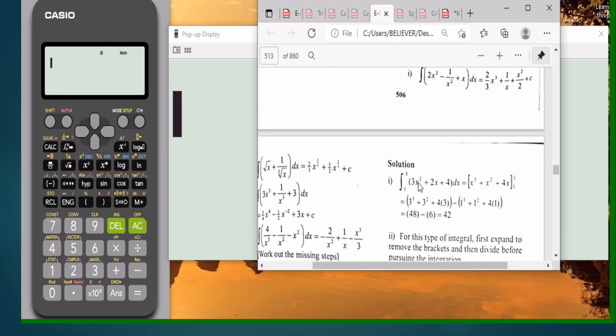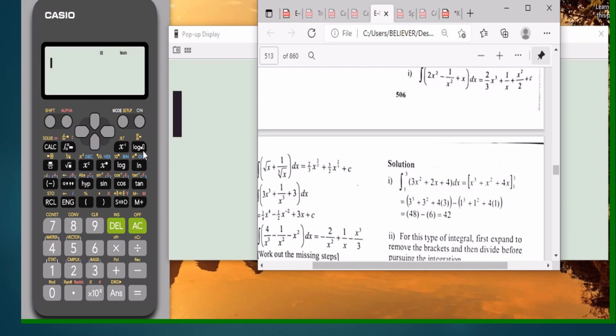So we are going to put in the 3 into the function we got, which is 3 cubed plus 2x squared plus 4x. Here the 3, then this is how it's going to be, minus the lower limit. So the answer we are going to have is 42.